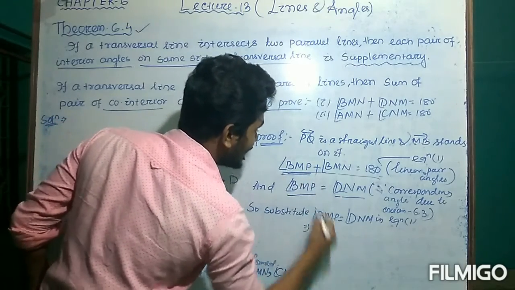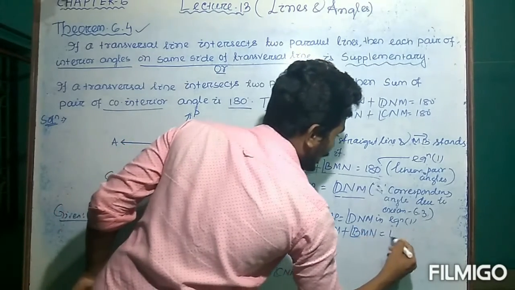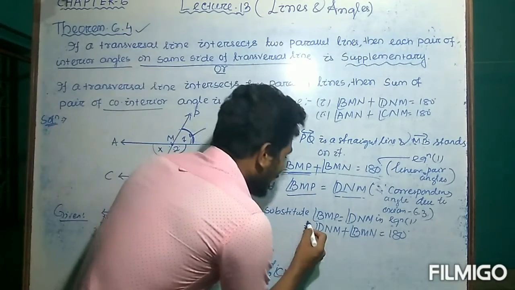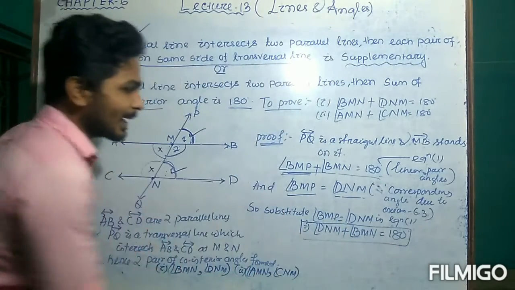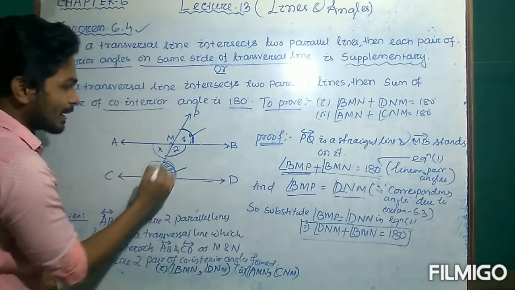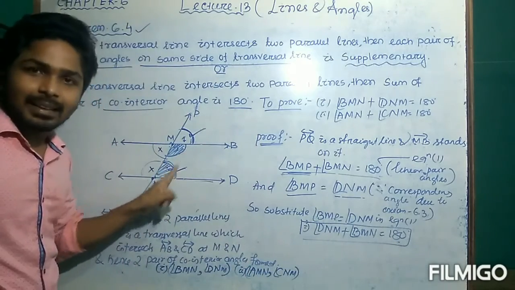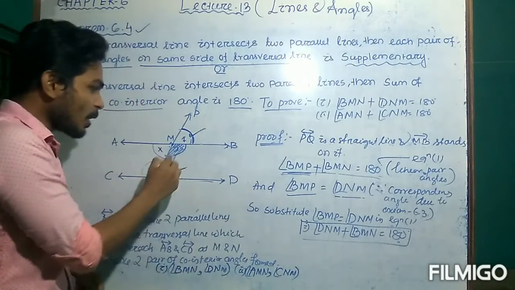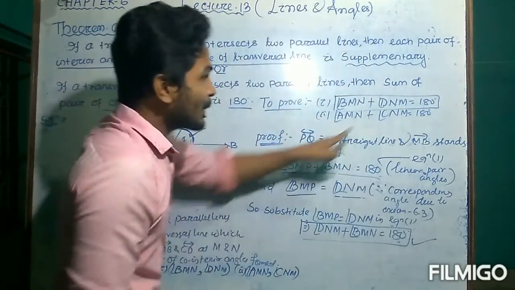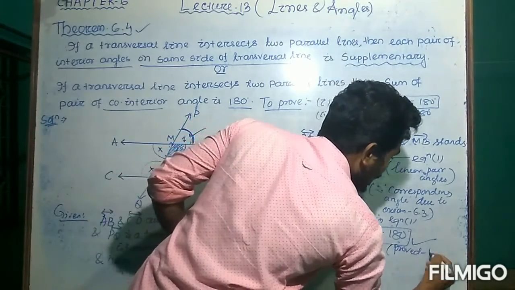So now in this place we have to write DNM plus BMN is equal to 180 degrees. So by substituting DNM in the place of BMP, we find DNM plus BMN is equal to 180 degrees. DNM means which angle? This angle, right? Plus BMN, which angle? This angle. So we find the sum of these two angles is equal to 180 degrees. They are also known as co-interior angles. Hence we find the sum of these two co-interior angles is equal to 180 degrees. This is the proof of the first statement, BMN plus DNM is equal to 180 degrees. Hence we prove statement 1.